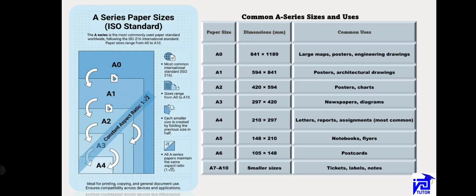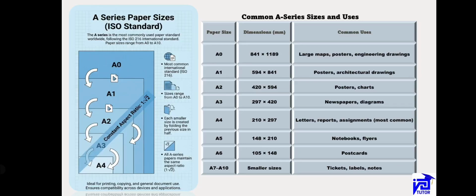Why is this possible? Is this a principle or is there a proper way of getting this? It is just a common aspect ratio. The reason for that is each smaller size is created by folding the previous size in half. Let's take for example, when you want to get A1, that means you just fold A0 into 2.